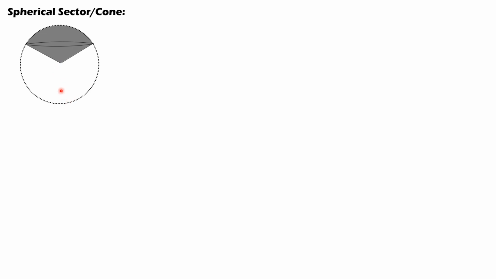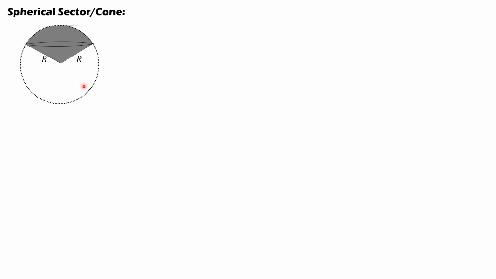For instance, if the vertex is somewhere here, it appears to be a spherical sector, but it's not. So the formula is not applicable. But it consists of a cone and a spherical segment. The spherical segment need not lie on the sphere. So that's it. The volume is 2/3 pi r squared h, and we're going to derive that also.